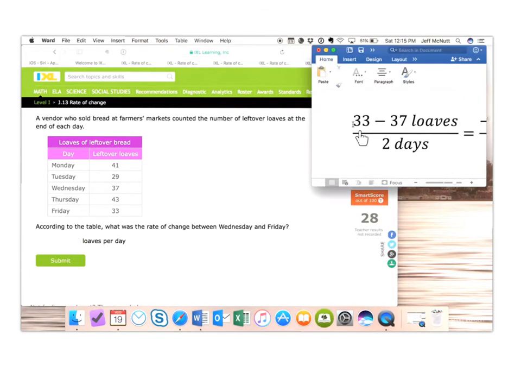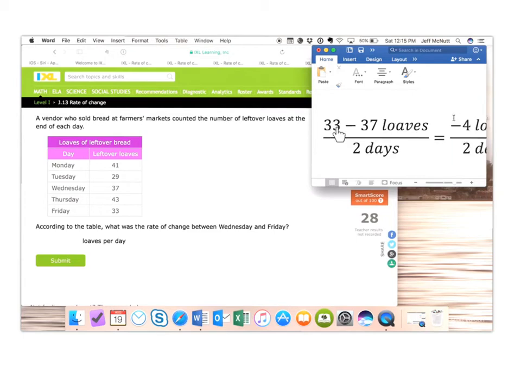We're going to write this as 33 minus 37 loaves, and Wednesday to Friday is 2 days. Now you can go ahead and enter this into your calculator if you want, but when you take a smaller number and subtract a number that's bigger, you're going to end up with a negative number, right? So 33 minus 37 gives us -4, which basically just means that the vendor sold 4 fewer loaves on Friday than he did on Wednesday. So this is 4 fewer loaves, that's what the negative represents, over the 2-day span, okay? This stays 2 days here in the denominator.